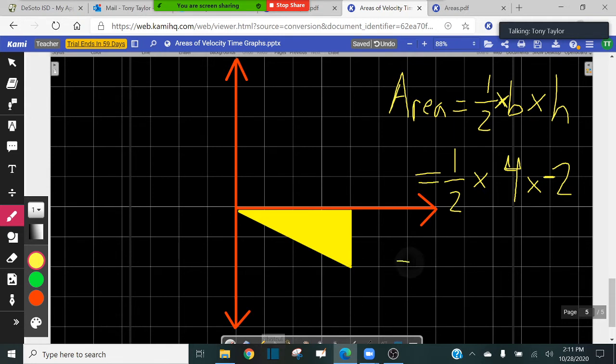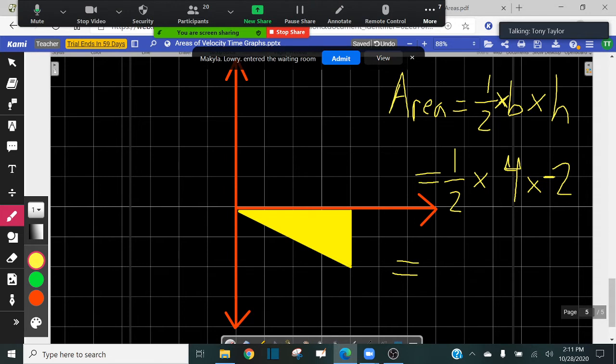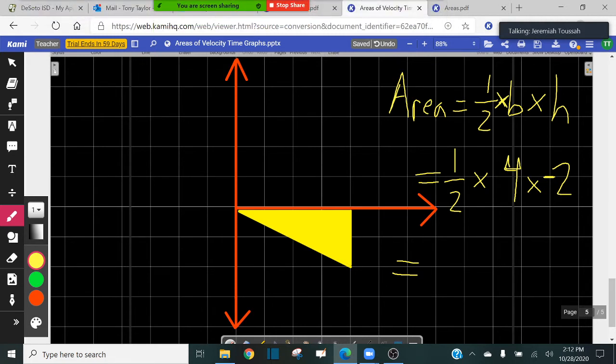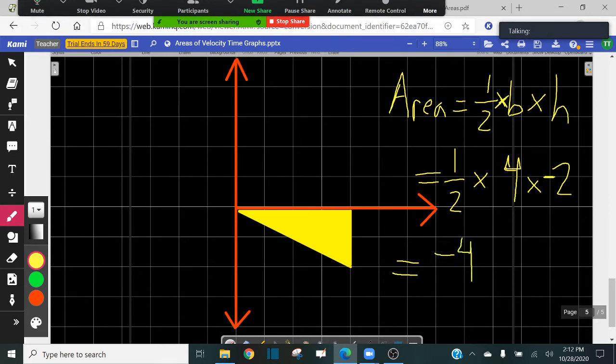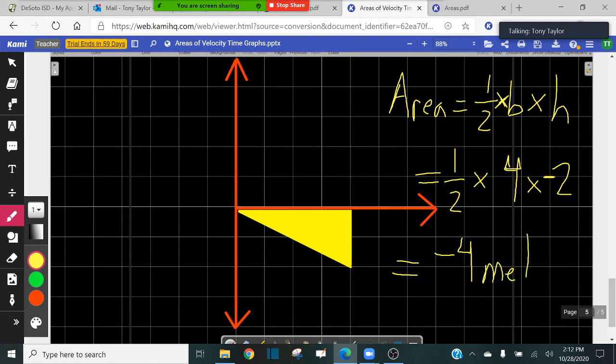So what do I get here when I multiply? What is my overall area? So that would be -4. Yep, it'd be -4. Specifically, -4 meters.